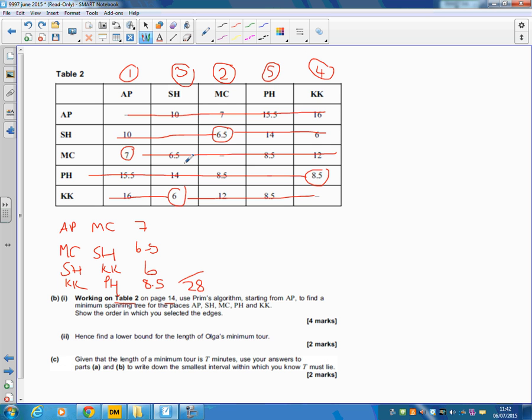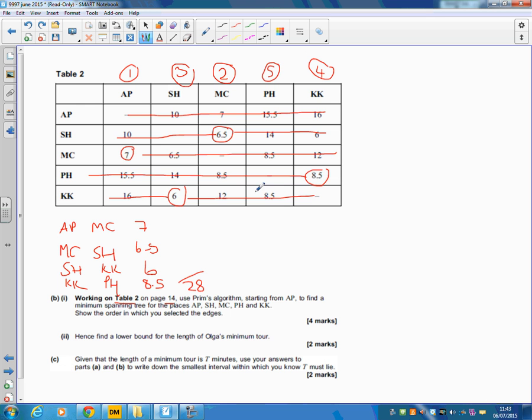So the important thing here in terms of your working, because it says working on table 2, you must do some working on table 2. So your method mark comes from having some circles and some crossings out on this table. Without those circles and crossings out, you can't get the marks. Even if this list is perfect, you can't get the marks without doing some work on the table. So you've got your method mark for doing some circles, some crossings out.